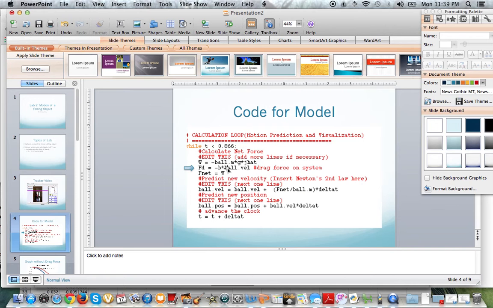We also added a drag force later on, and I added that in my code. I also have my F net right here, setting that equal to the weight force of the object. Then I added that into my Newton's second law equation right here, where it says ball dot v, and then also ball dot pos, showing the change in position of the ball. And in this case the ball is the crumpled paper ball.